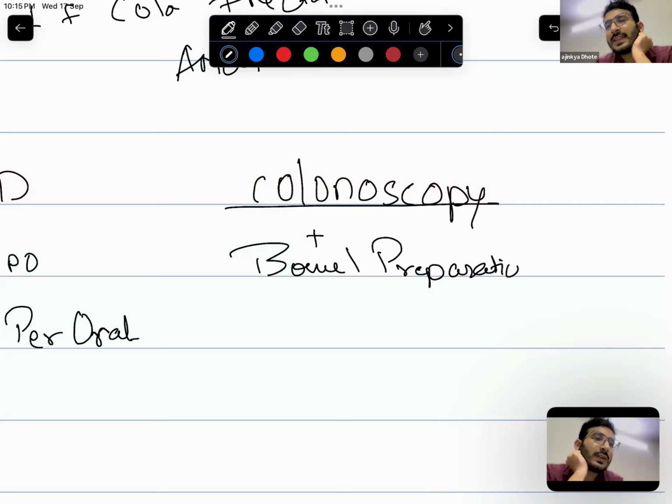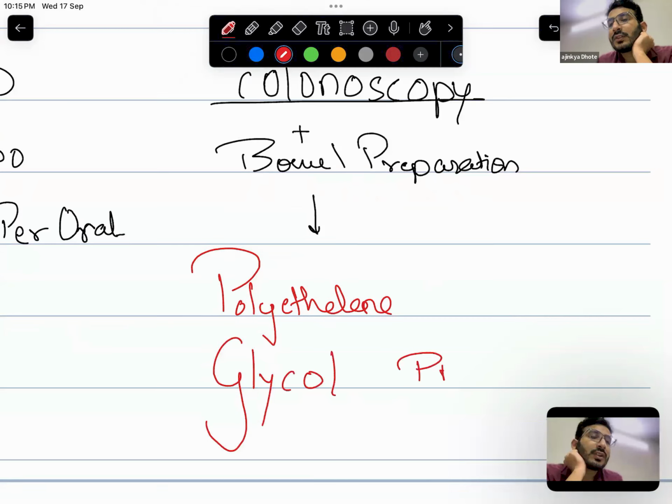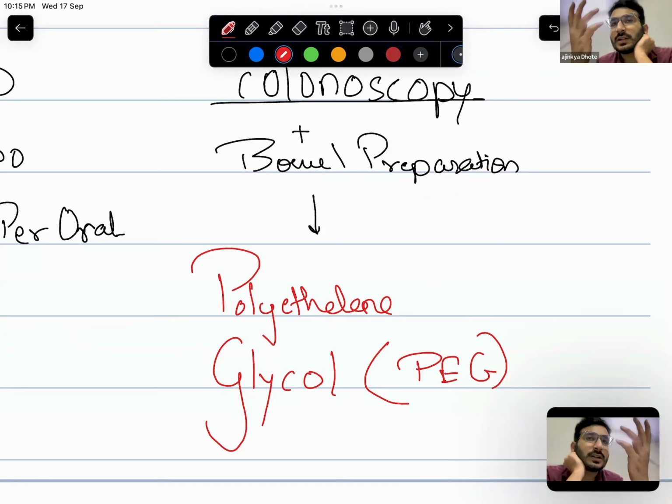For this there are multiple agents. The most common one that is used is polyethylene glycol, in short also known as PEG. You must have seen when you go to endoscopy, any patient who is undergoing colonoscopy, they'll ask the patient, "Did you drink 2 bottles of water?"